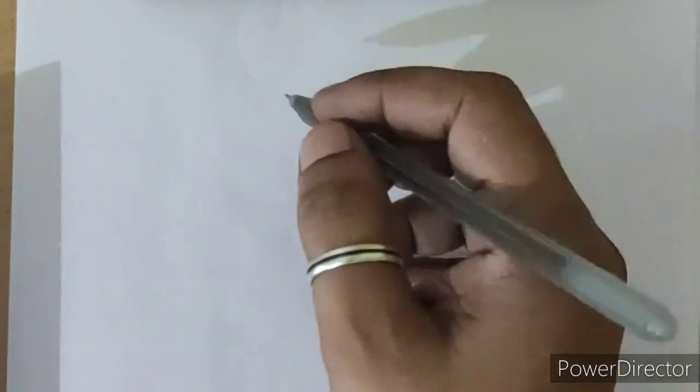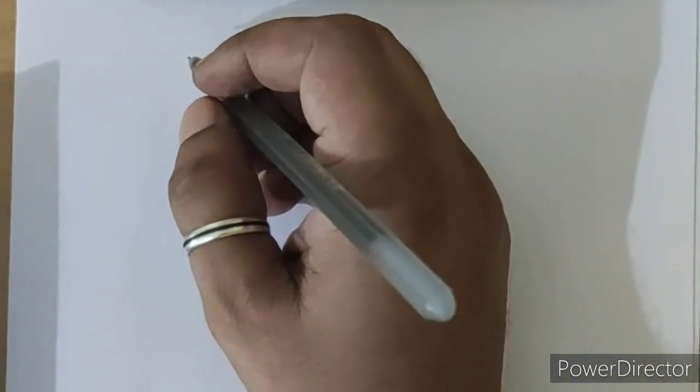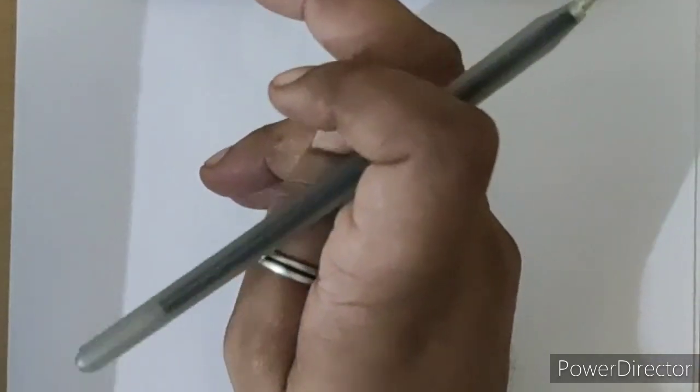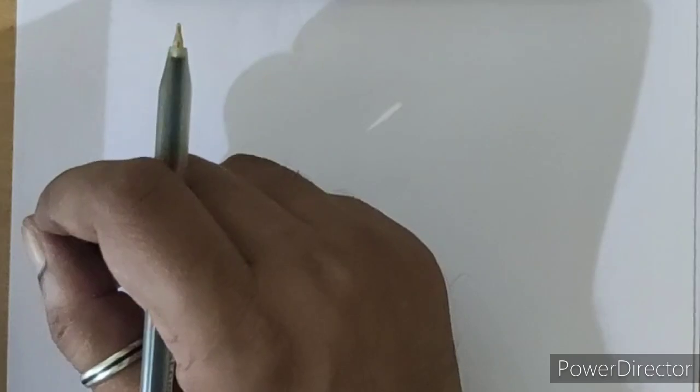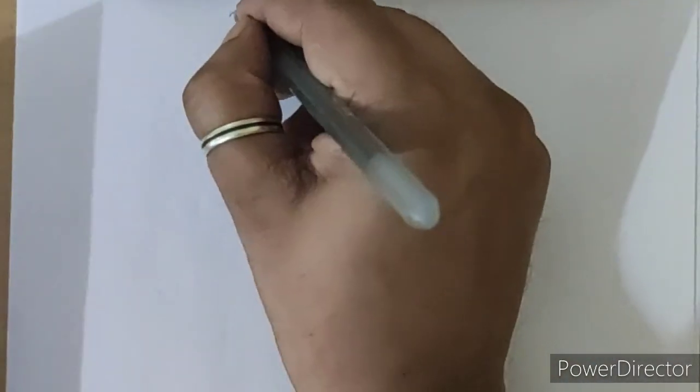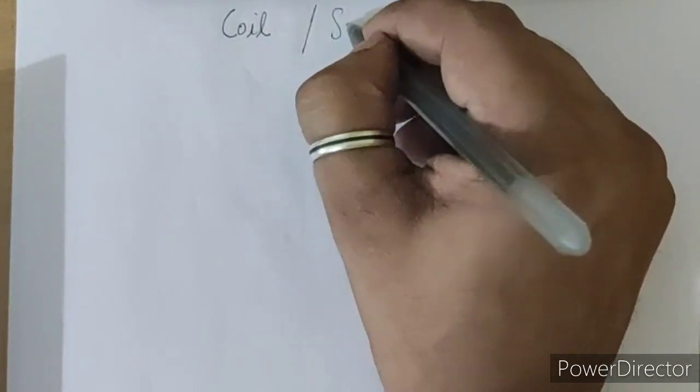Hello guys, so in this video I will talk about the magnetic field and flux and the induced EMF in a coil. So basically I'm going to talk of a coil or a solenoid.